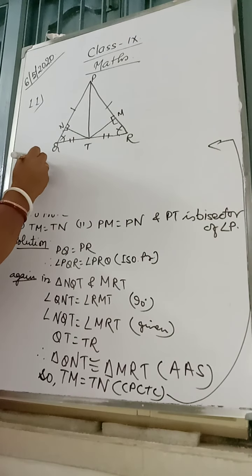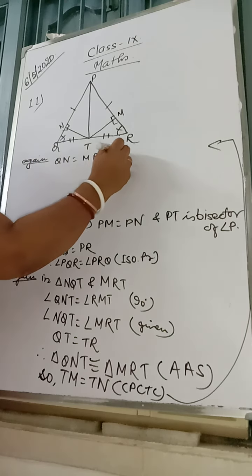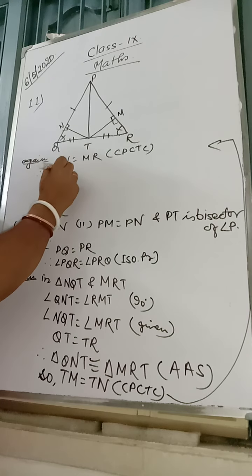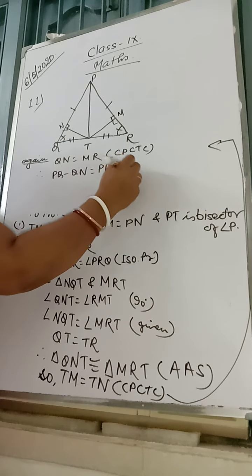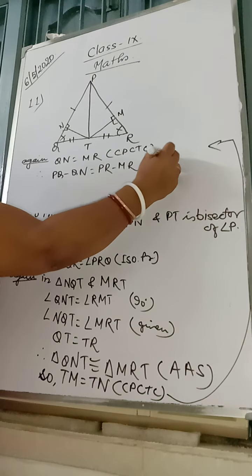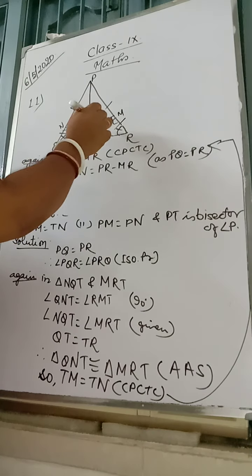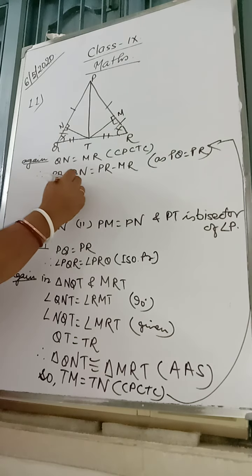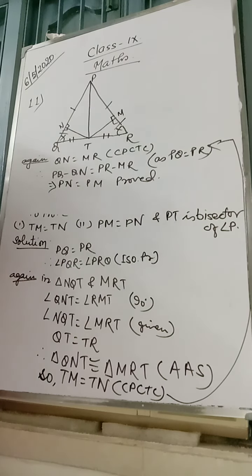Again, QN is equal to MR, we can write CPCTC. So PQ minus QN is equal to PR minus MR, as PQ is equal to PR, and we have proved these two are equal. So PQ minus QN gives you PN is equal to PM, proved. We got this. Now the third one, what we have to find?